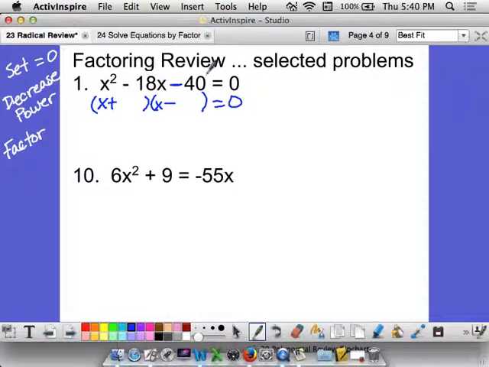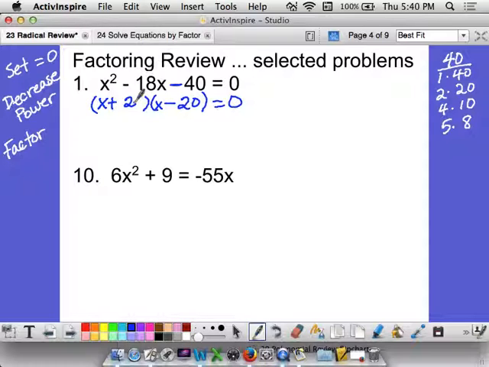So the question is, what are factors of 40 that subtract and give me 18? What I would do is go over to the side and set up some factor trees: this is 1 times 40, 2 times 20, 4 times 10, 5 times 8. Which of these subtract and give me 18? It's going to be 2 and 20. Remembering that the larger number gets the first sign, 20 goes here and 2 goes here.